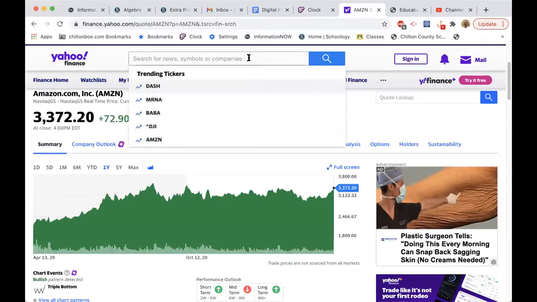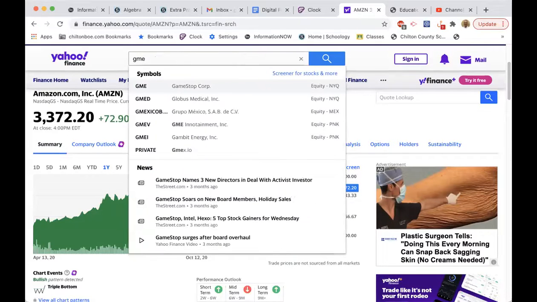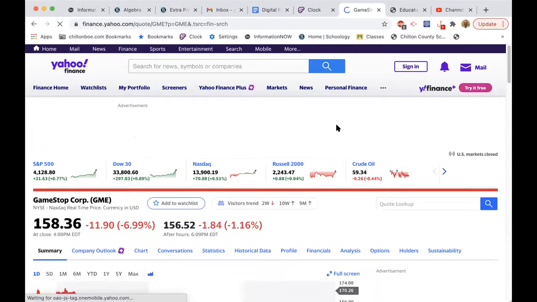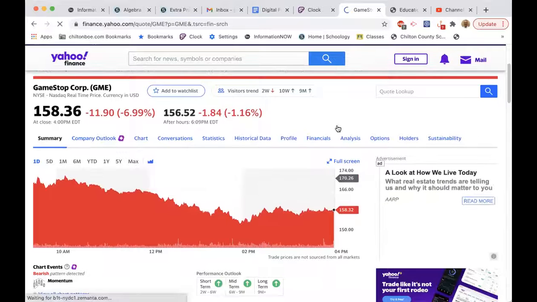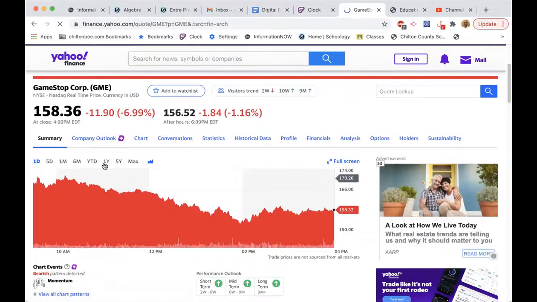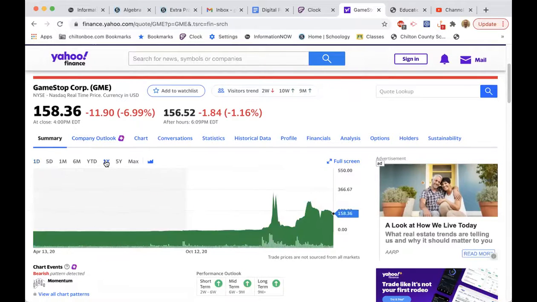Let's look at the stock of GameStop. GameStop is what's called a meme stock on the Reddit boards. It's very popular, but notice what happened today. We have a negative slope, which means the stock lost value today. It went from about 170 down to about 158. So we lost $12 per 1 day. Let's extend this to 1 year and look at this.